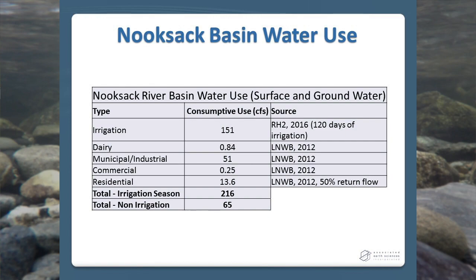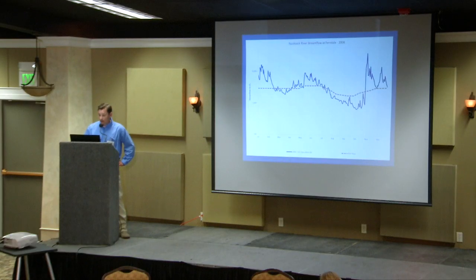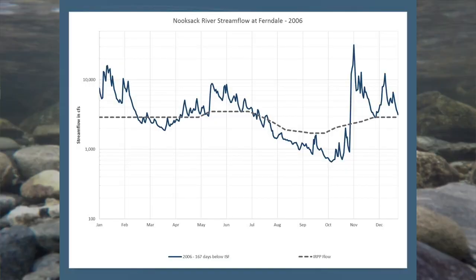and 65 CFS of water use in the non-irrigation season. I mentioned the in-stream flow in the Nooksack right now in the code is 1,700 CFS. I looked this morning, and the flow is currently about 960 CFS. In terms of the hydrograph, we use our same 2006 example in Ferndale, and we have 167 days that were below the in-stream flow.